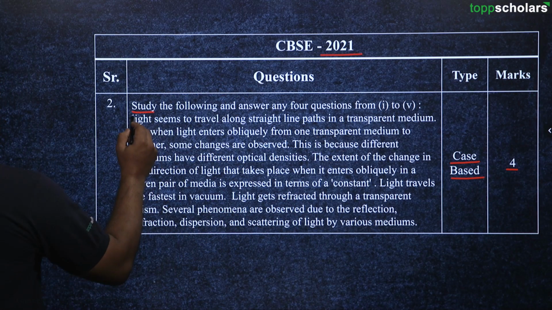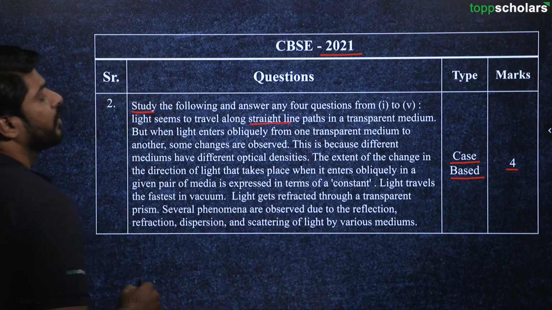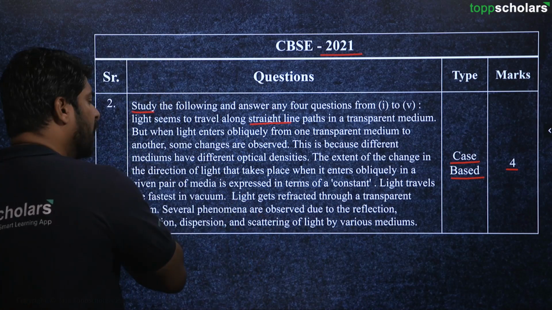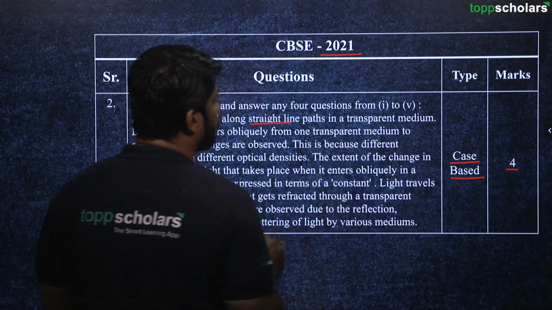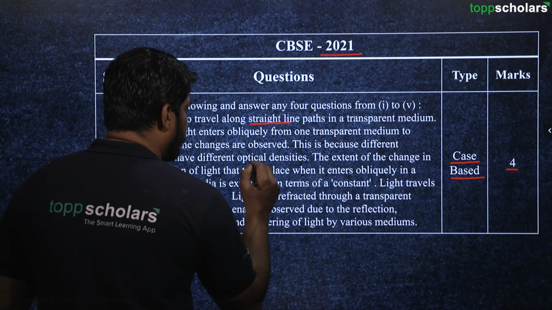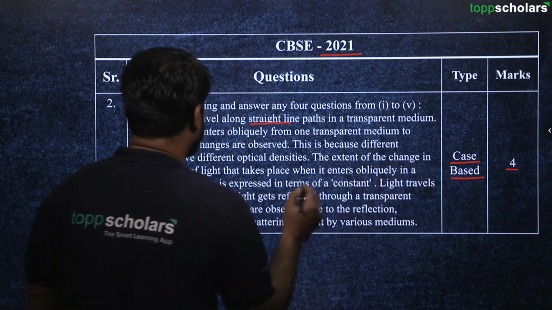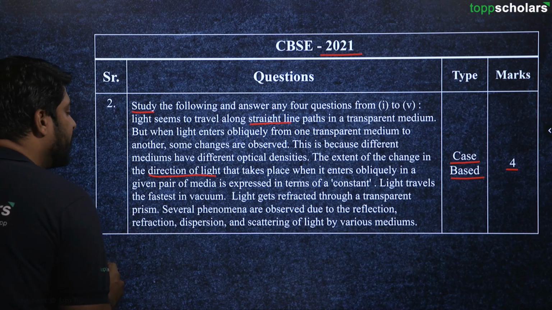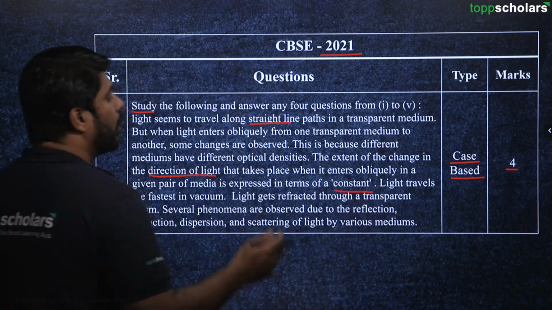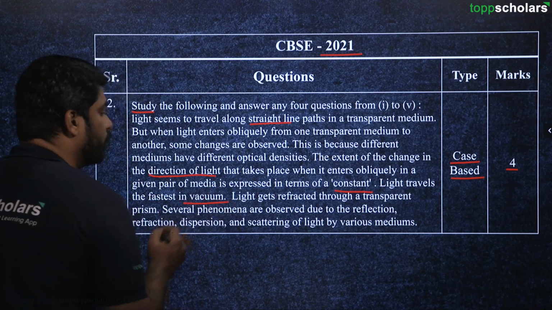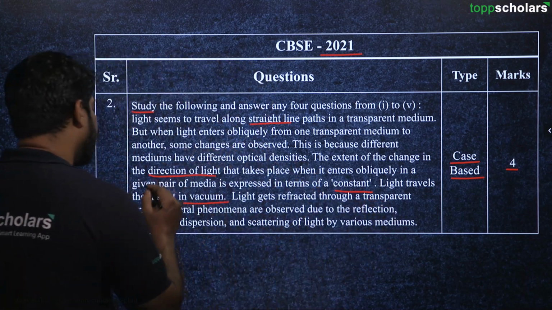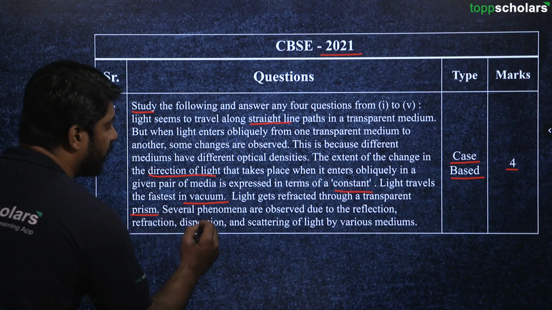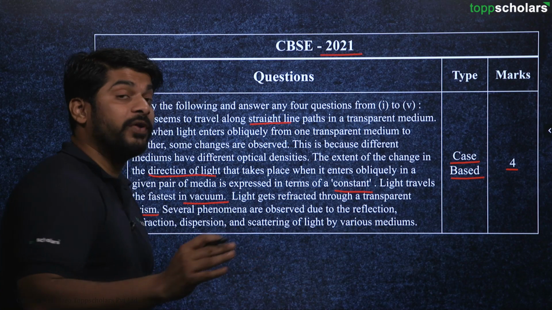So the case is, light seems to travel along straight line paths in a transparent medium, but when light enters obliquely from one transparent medium to another, some changes are observed. This is because different mediums have different optical densities. The extent of the change in the direction of light that takes place when it enters obliquely in a given pair of media is expressed in terms of a constant. Light travels the fastest in vacuum. Light gets refracted through a transparent prism. Several phenomena are observed due to the reflection, refraction, dispersion and scattering of light by various mediums.